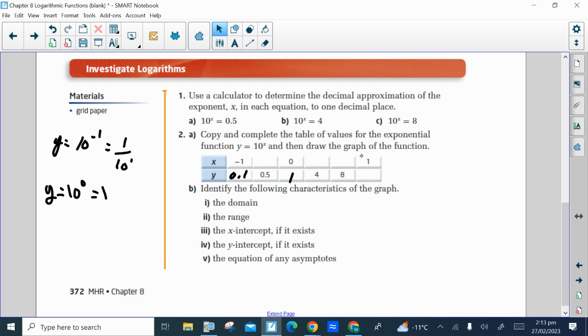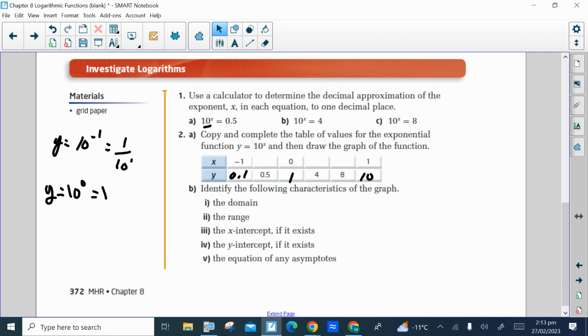When x equals 1, y will equal 10 to the 1, which is 10. So we can fill in those three y values given the original x values, and again, we're using the equation y equals 10 to the power x. Right? That's coming from this right there.